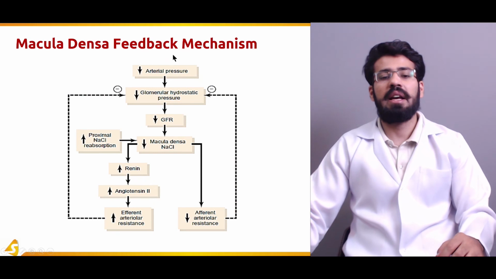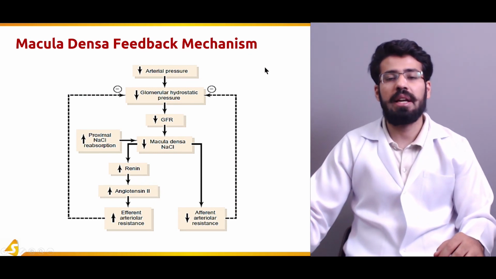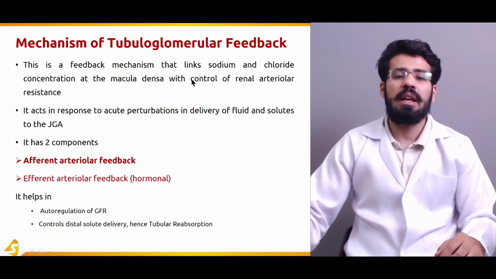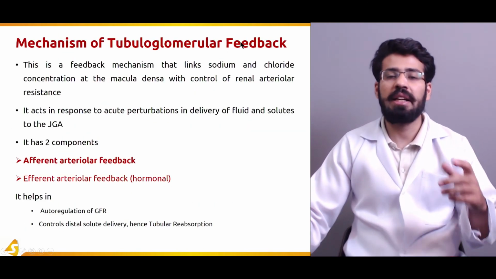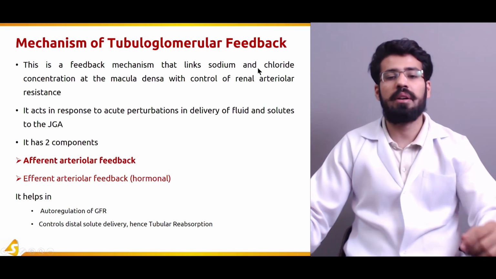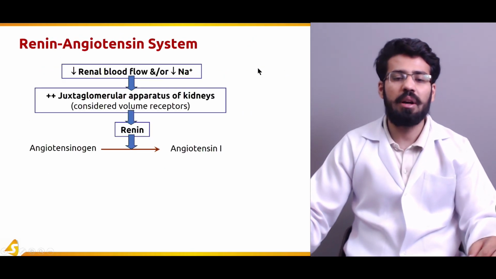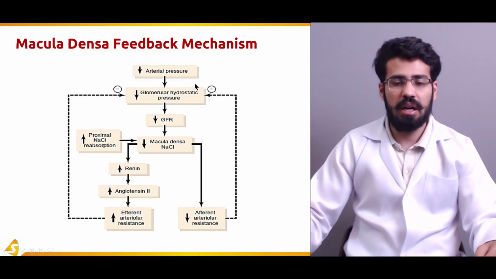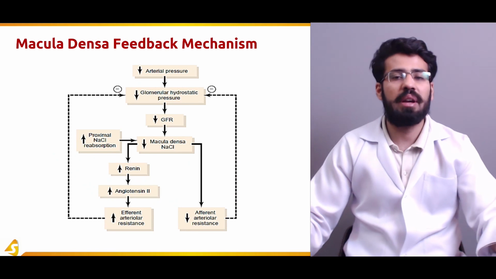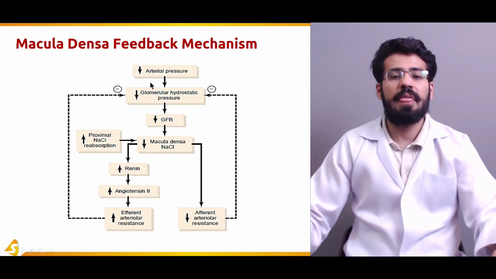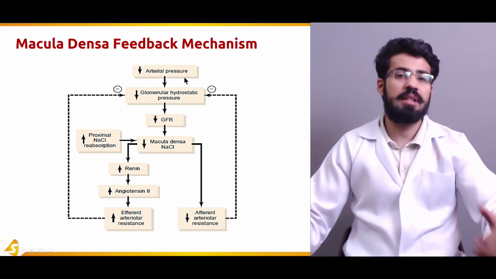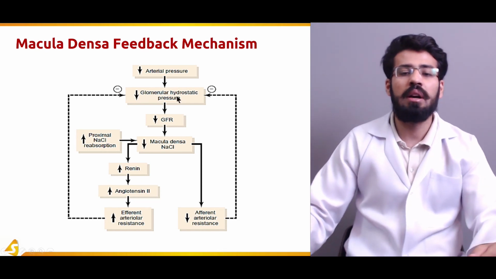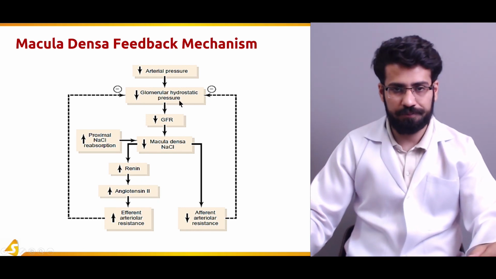Now, this again explains the macula densa feedback mechanism, or the mechanism shown by the tubuloglomerular feedback. The macula densa feedback mechanism is a part of this. What happens in this mechanism? It's similar to the feedback mechanism that we have discussed in the previous slides: the arterial pressure will decrease. This decrease in the arterial pressure will of course cause a reduction in the glomerular hydrostatic pressure.